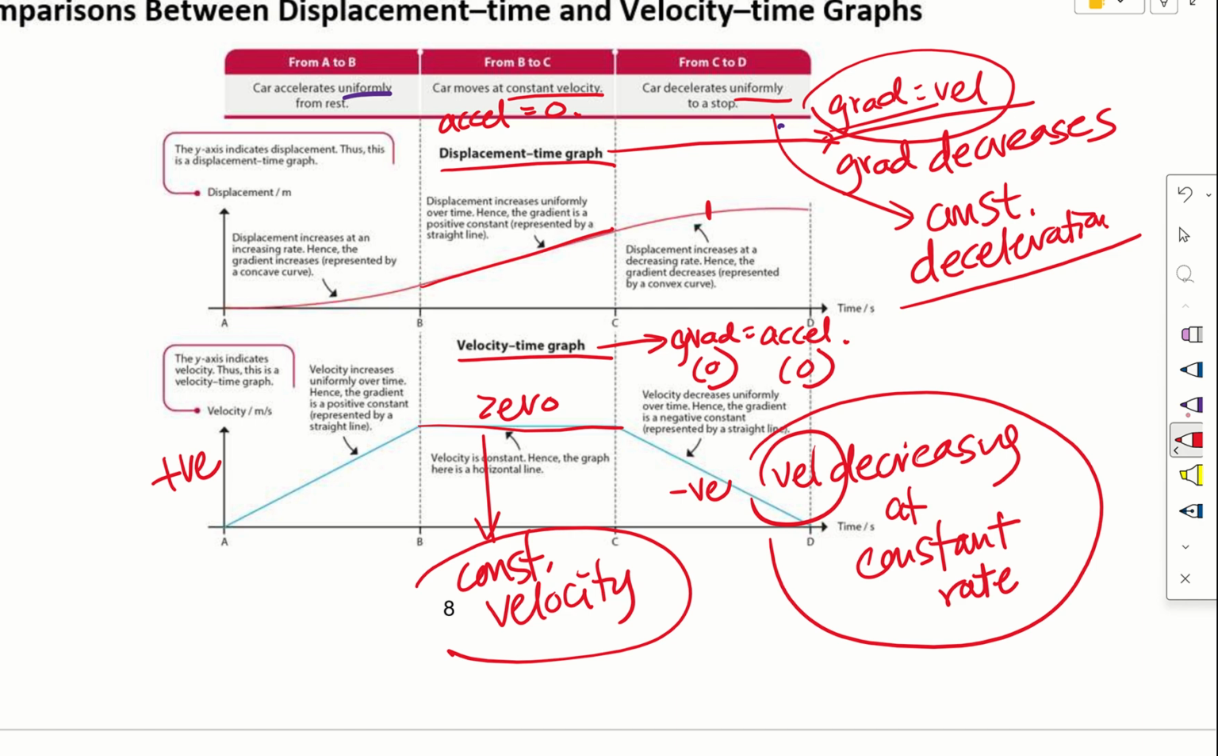Okay, so we see that comparing, here is steeper and here is gentler. So steep to gentle, the gradient decreases. What does gradient represent? It represents velocity. Velocity decreases, right? And it is like what the story suggests. Okay.